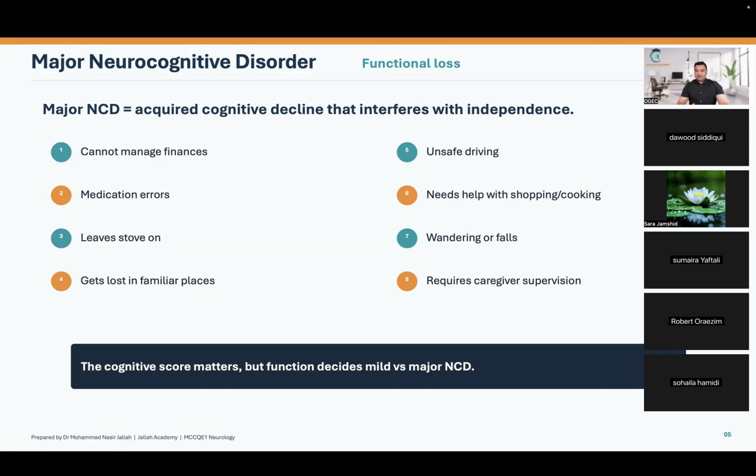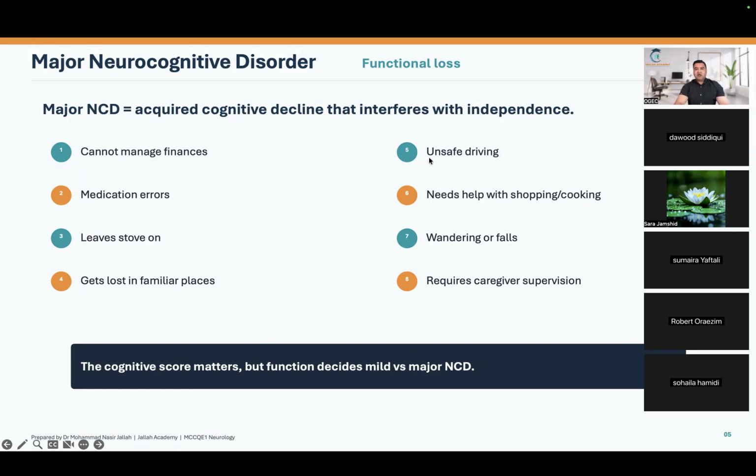If you lose yourself in the familiar area that you visit on a daily basis, you're going to the market, the supermarket, the gym, or, for example, the park, and coming back. So this place is very familiar. You shouldn't be lost here. But if you get lost in a familiar place, then it is a major neurocognitive disorder.